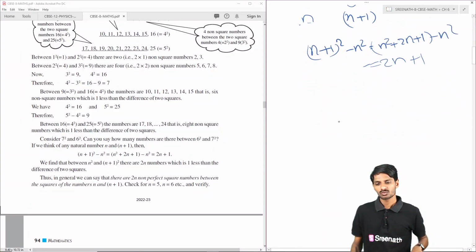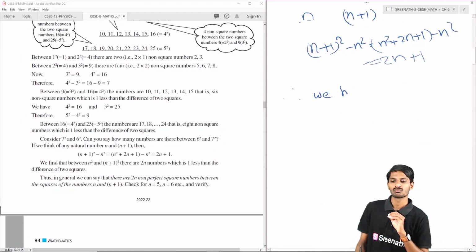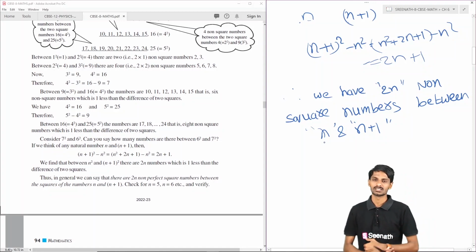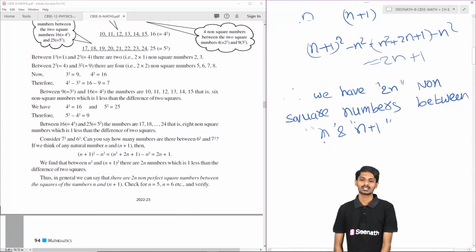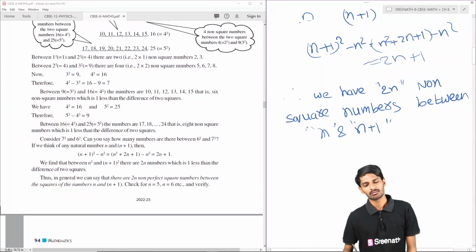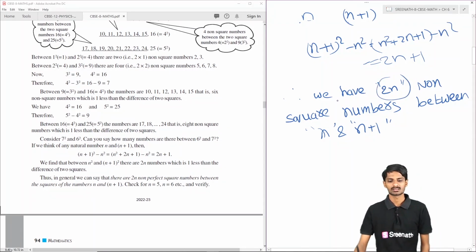plus 1. Finally, what we can say, students, is that we have 2n non-square numbers between n and n plus 1. So between these two natural numbers, how many non-square numbers are there? Between these two square numbers, there are 2n non-square numbers.